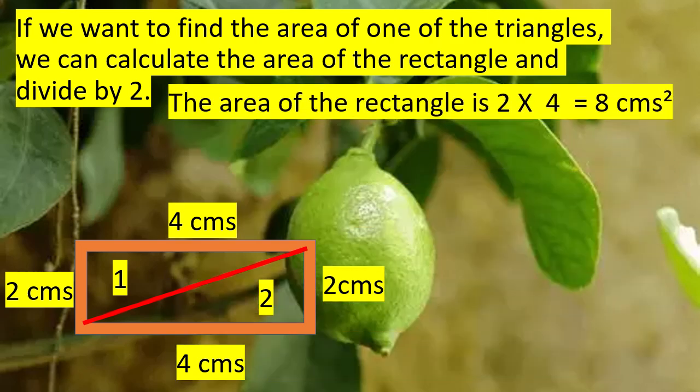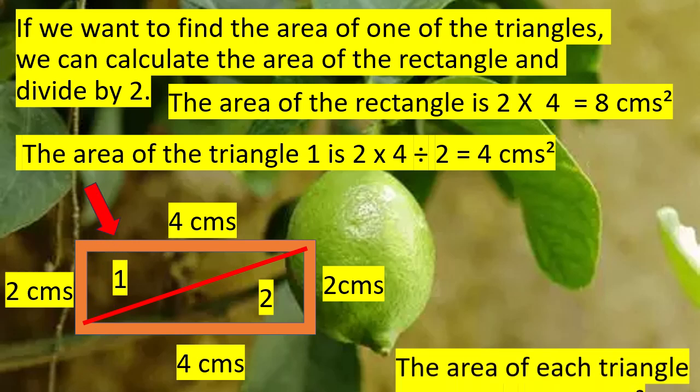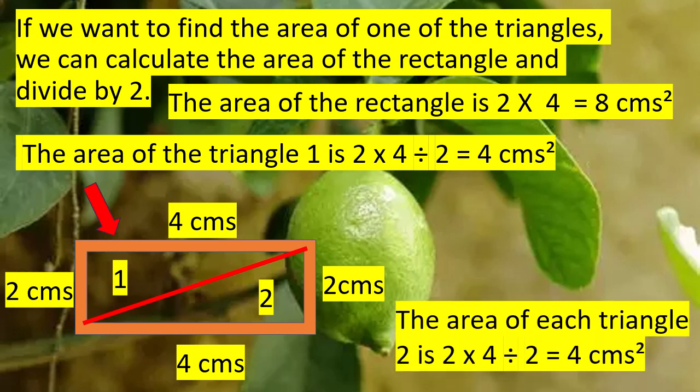So the area of the rectangle is 2 times 4 equals 8 square centimeters. The area of triangle 1 is 2 times 4 divided by 2 equals 4 square centimeters. And the area of triangle 2 is also 2 times 4 divided by 2 equals 4 square centimeters. So they are both the same.